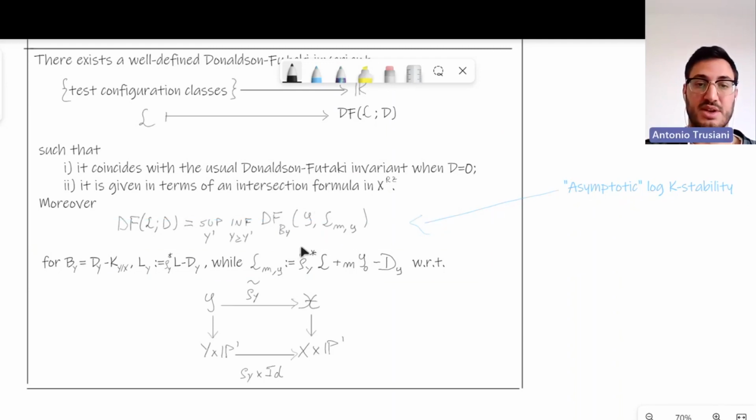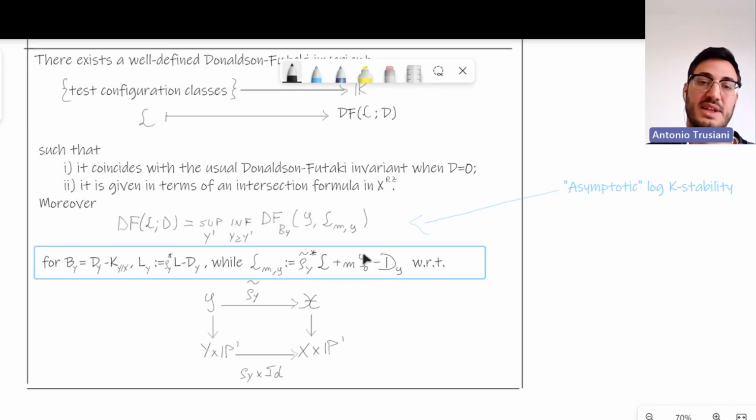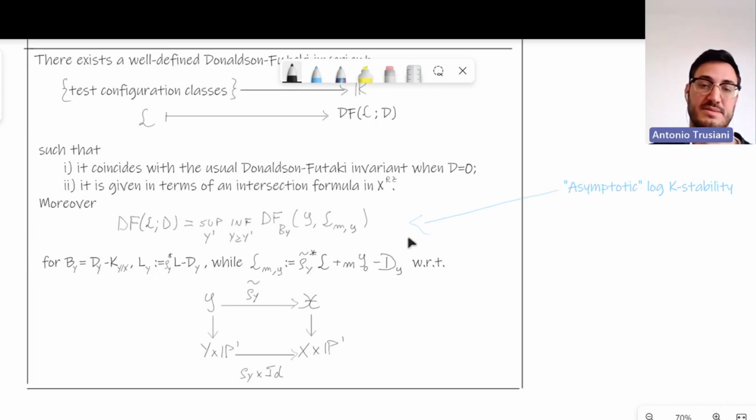And this Donaldson invariant with B_Y is the usual log Donaldson invariant that is needed for defining log K-stability. So as we expected, this notion of Donaldson invariant that we produce can be interpreted as a kind of asymptotic Donaldson invariant. And in particular, when D is Cartier, it goes back to the log Donaldson invariant.